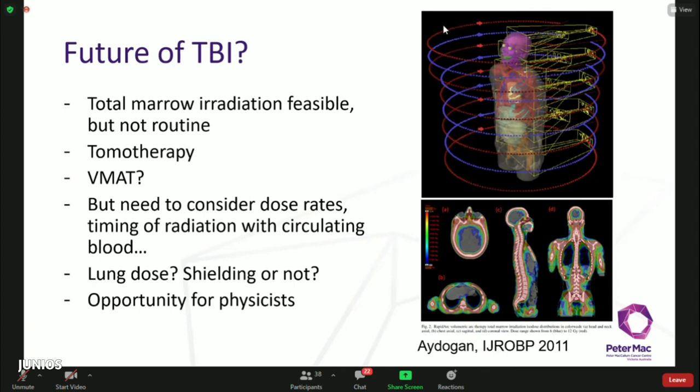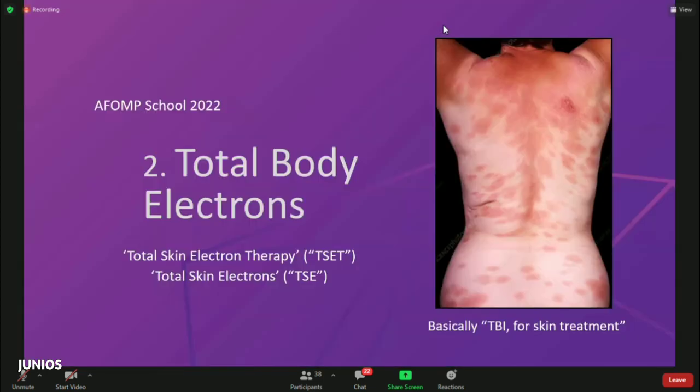Some clinicians are discussing the risk of missing circulating blood volume. So as you're irradiating parts of the body, you're potentially missing circulating cells. But again, there's not a whole lot of evidence thus far. It's still in sort of a technical feasibility stage. Need to consider dose rates, timing of radiation with circulating blood, lung doses to shield or not to shield. Obviously, this will depend on each individual centre. And of course, there's plenty of opportunity for us physicists to really get involved and make a difference for these techniques. So I'll just finish off by talking about total body electrons.